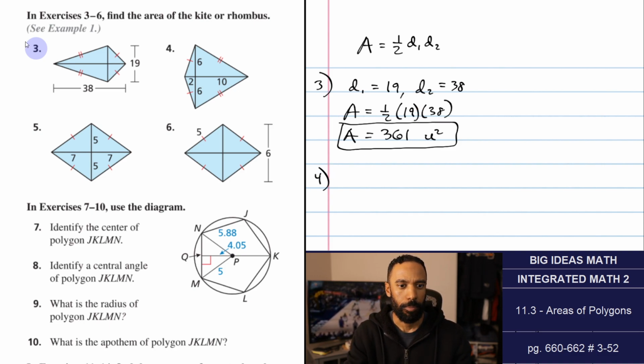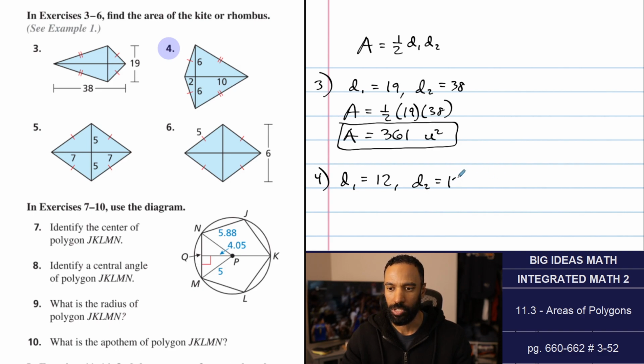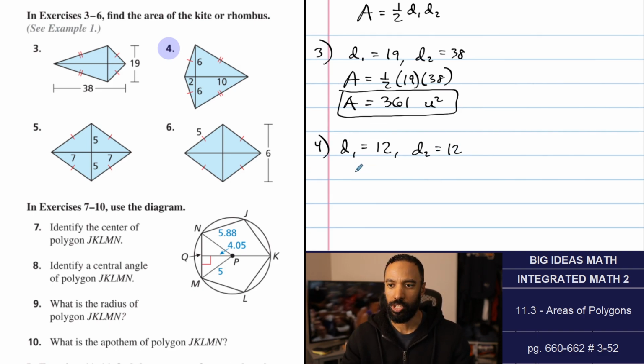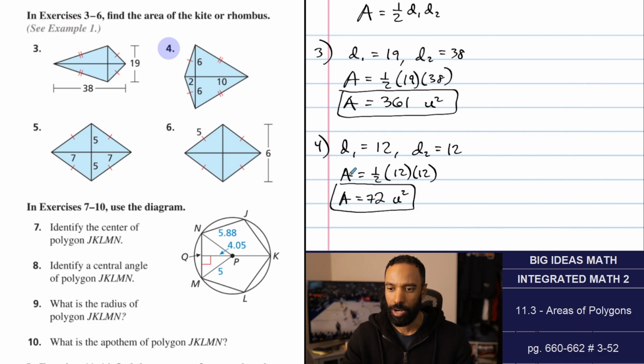Okay, number 4, perpendicular diagonals for this kite as well. And this time they have individual portions of this. So you can say D1 can be 6 plus 6, 12, and D2 is 2 plus 10, which is 12. So we're going to be doing the area as half of 12 times 12. Now 12 squared is 144, half of that is 72. So we'll get 72 square units for number 4.